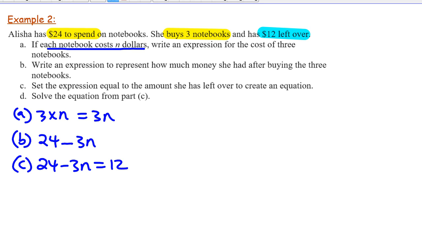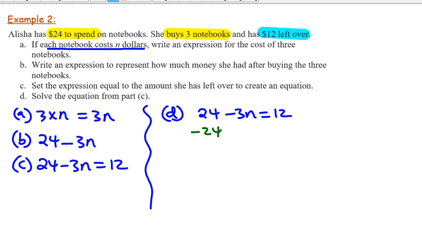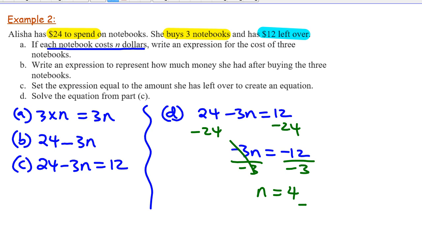And then we can carry on to part D, which asks us to solve the equation from part C. So we can start by subtracting 24 from each side. We'll end up with negative 3N is equal to negative 12. Divided by negative 3, N will be equal to 4.